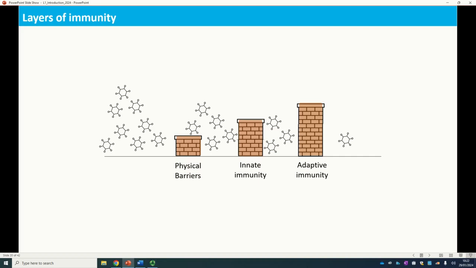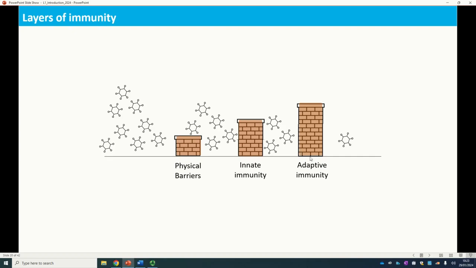So we look at that in terms of the layers of immunity. You can imagine here that these represent viruses that want to get into our body. The first barrier that we're going to come across is obviously the physical barriers. So our skin, hair or fingernails, things like that. If the physical barriers are breached, we then have the innate immune system. So the innate immune system is ready to go. It's very quick, but it's non-specific, okay? So this will kick in very quickly.